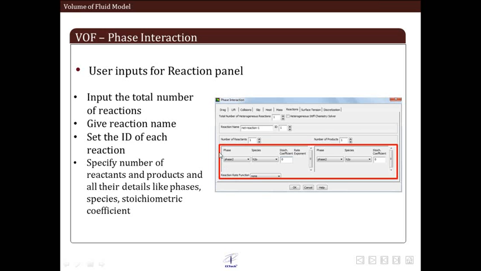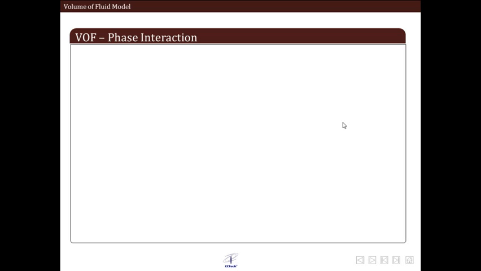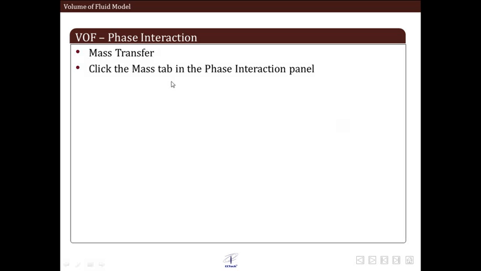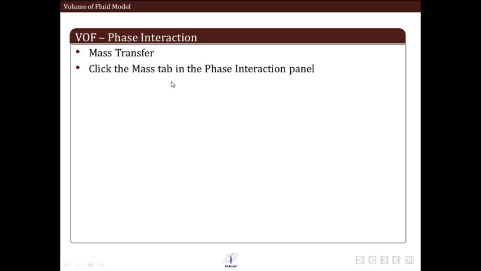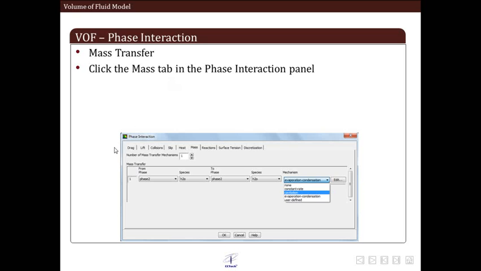So once all these user inputs are specified, we have defined the chemical reactions as part of the phase interactions. Let us now see how to define mass transfer. For defining mass transfer within the phase interaction panel, we click on Mass tab in the phase interaction panel. That is this particular tab. So all the details related to mass transfer will appear here.